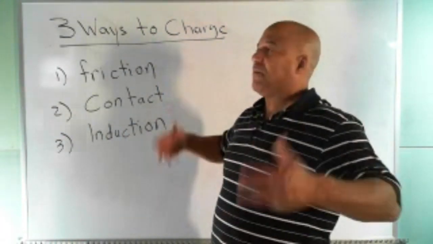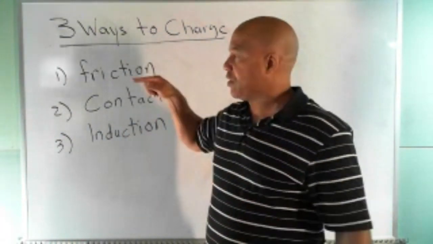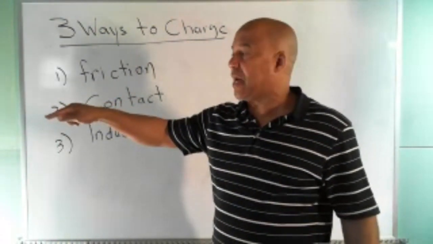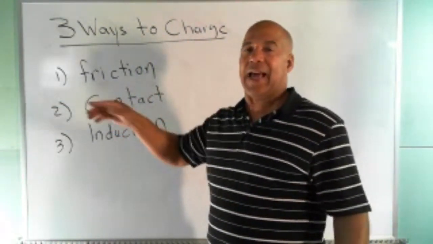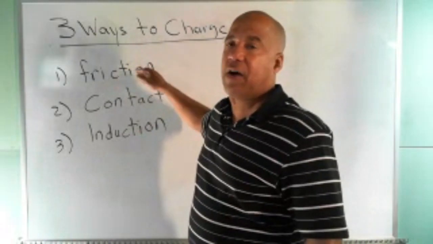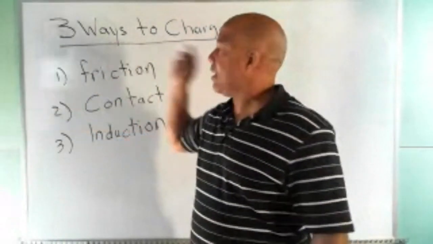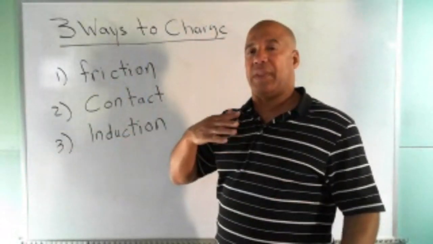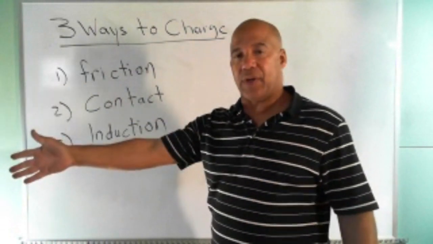If I have enough electrons on my body and I reach over and touch something that has fewer electrons, they'll go from me to that. I don't have to rub. There's no friction involved. I can just touch it by contact, and I can zap. I can move some electrons from my body to some other object.